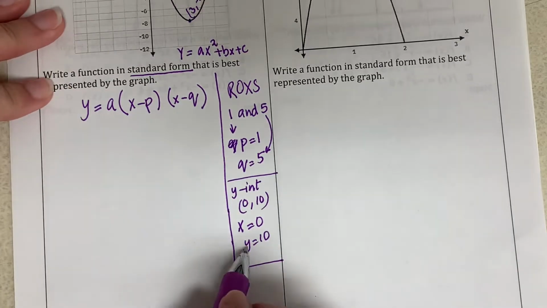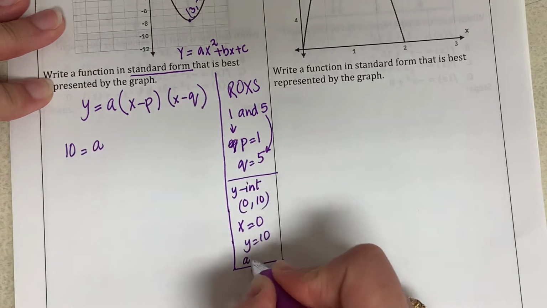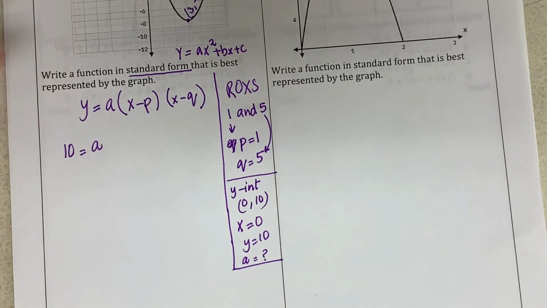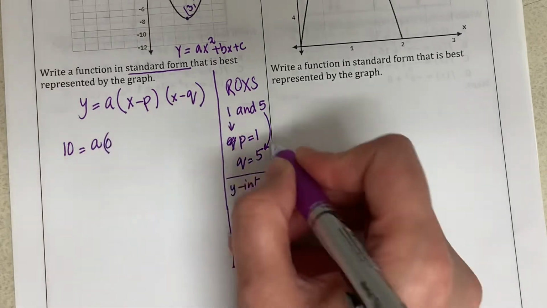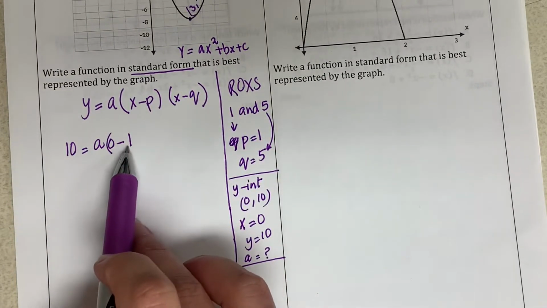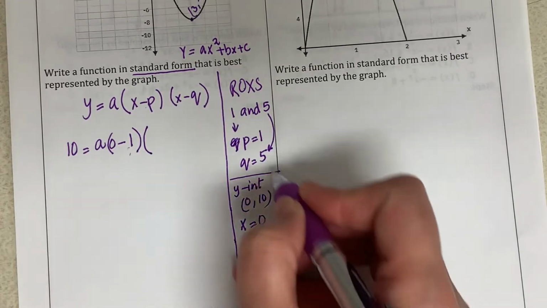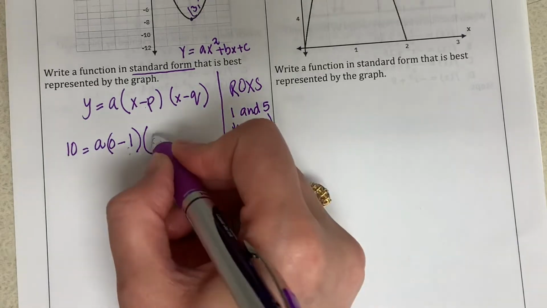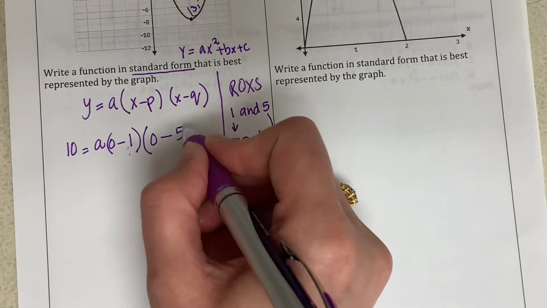Let's plug in the numbers. y is 10. a is question mark. That is what I'm trying to find. If a is question mark, that means I need to find everything else, or I should have everything else. x is how much? 0. p is 1, so minus 1. Minus is from the formula. x again is what? x value is 0. And q is 5, with the minus from the formula, and q is positive 5. So I'm just going to write like that.